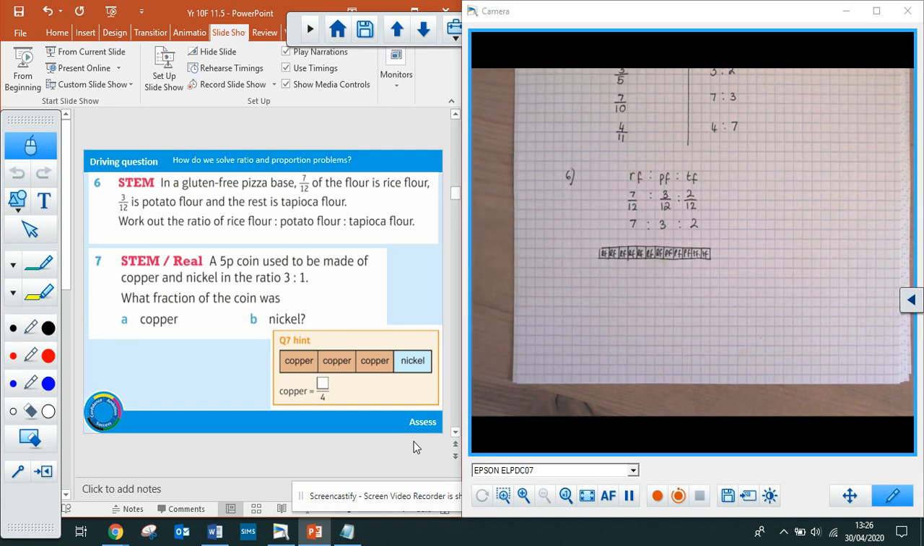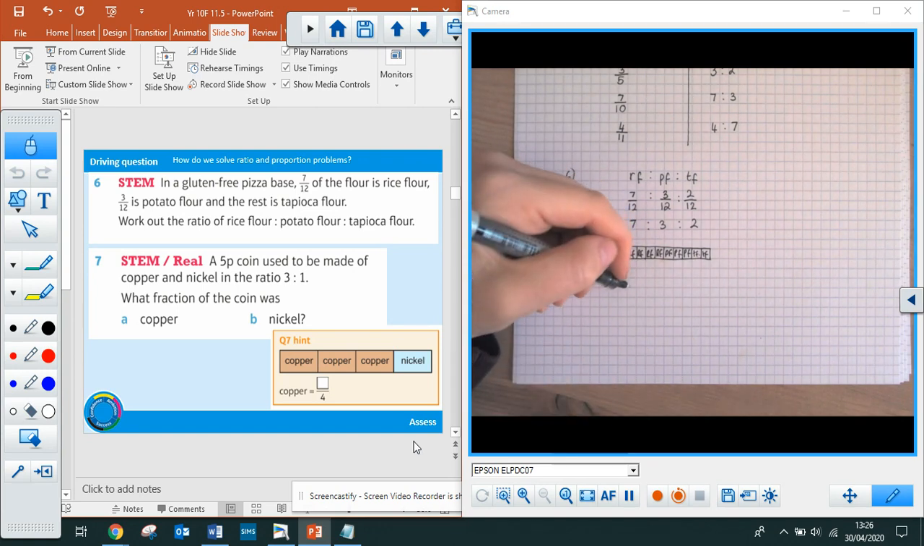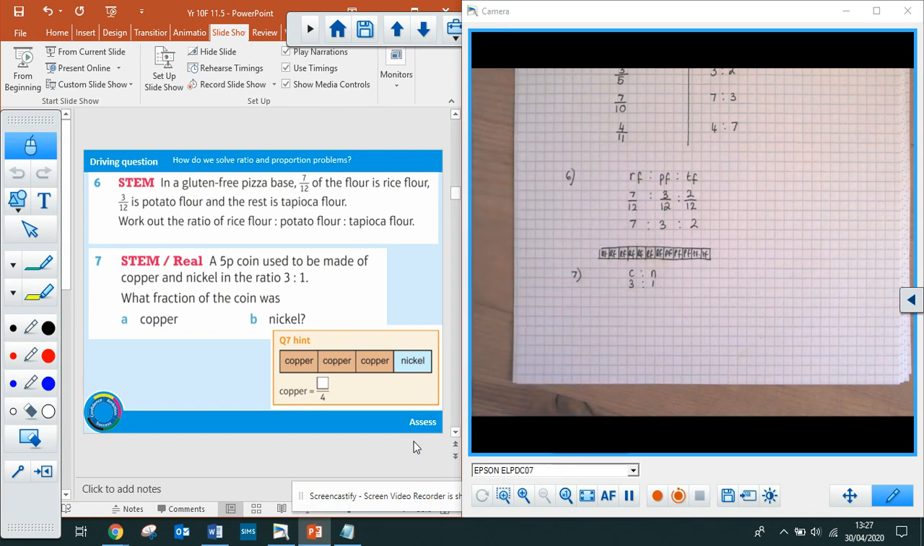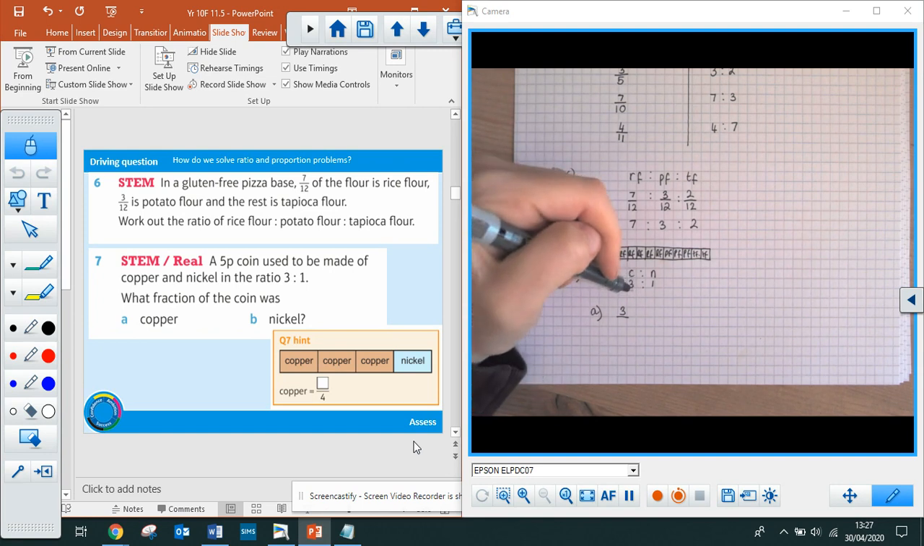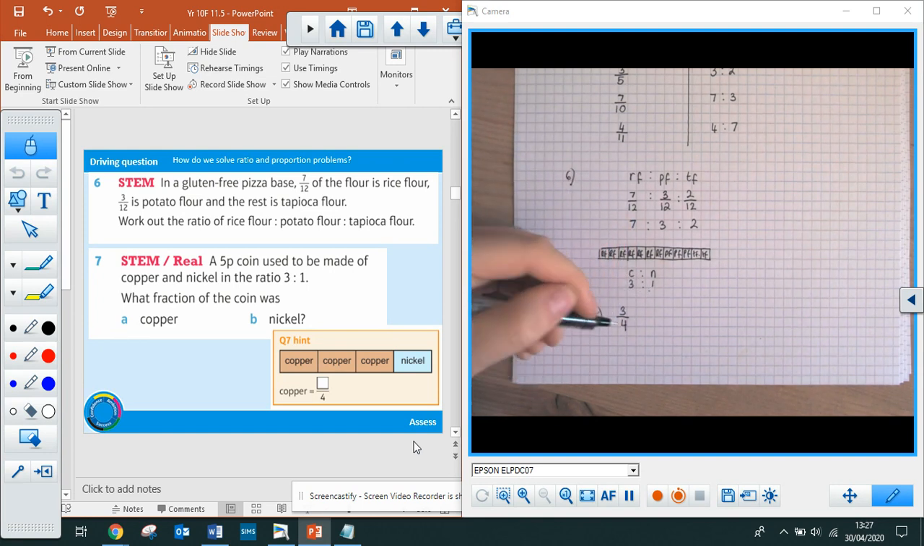Okay, question 7 says a 5p coin used to be made of copper and nickel in the ratio 3:1. Okay, so copper to nickel, 3:1. What fraction of the coin was A, copper? So A, there's 3 parts copper. That's our numerator, our top number. Out of a total of 3 plus 1 is 4 parts. Okay, so 3/4 were copper.